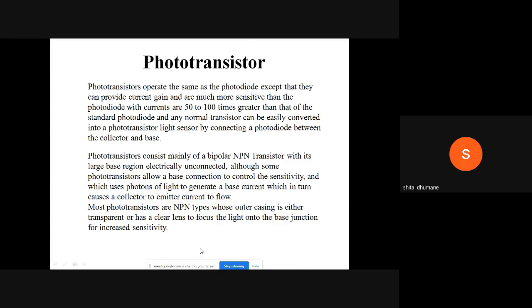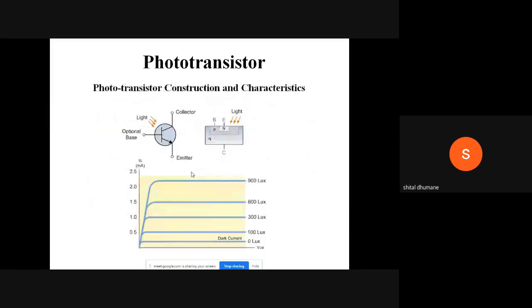So these phototransistors are NPN types whose outer casing is either transparent or has a clear lens, like your photodiodes. The outer casing may be transparent, and it has a lens. The lens focuses the light on the base junction for increased sensitivity. So this is the phototransistor. See, this is the light falling on the base region. The collector is there and the emitter is there. Here also in this diagram you can see that the light will fall on the base.